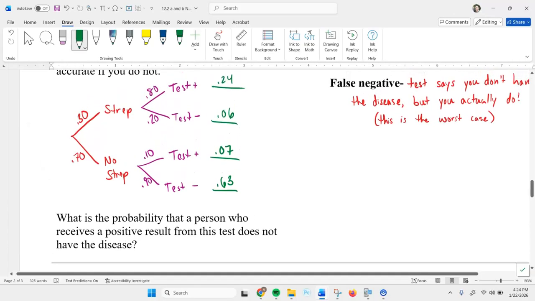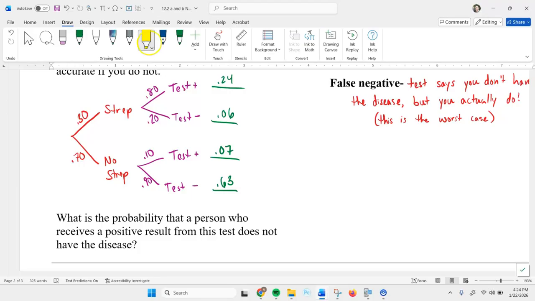So now, this is where it gets a little tricky. It says, what is the probability that a person who receives a positive result from this test does not have the disease? So we're focusing on those that have a positive result. So think of it this way. Here's one way we can look at it. If we want to do a probability, the denominator would be the total. So we're looking at, out of those that have a positive result, what's the probability that they did not have strep? So that means the numerator is going to be the probability that they test positive and no strep.